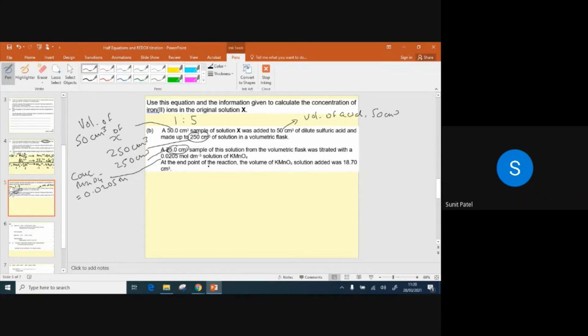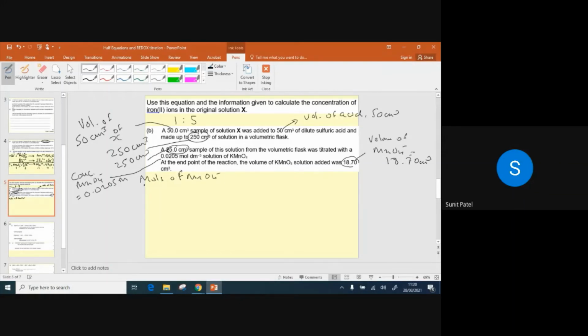So we've got that, and then at the end point of the reaction, the volume of, again, the MnO4- solution added was this. So I've got a volume here, and that's a volume of MnO4-, which happens to equal 18.70 cm cubed. Right, now just looking at this, I can see that the only thing I can possibly work out is the moles of something, and there's the moles of MnO4-. So let's go ahead and do that.